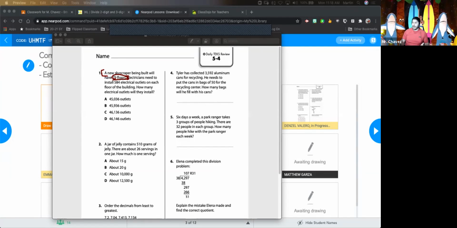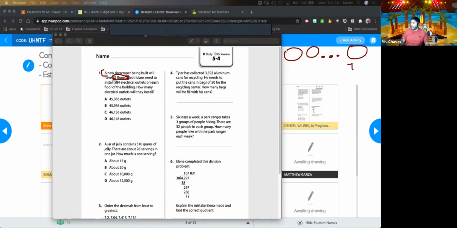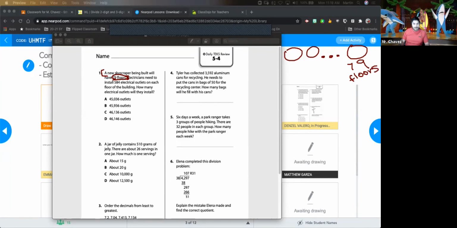But when I draw my picture, I'm not going to draw 79 little individual squares. We're going to do the "to be continued" picture. 1, 2, ... and 79 floors. Be sure you write that in our journals. I'll give you time to copy that down.